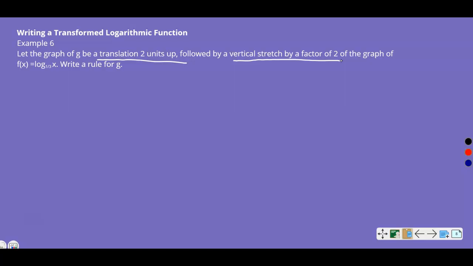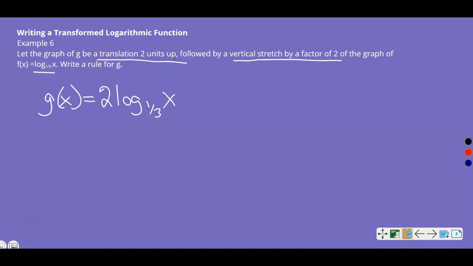So we're going to say g of x. And we know we're going to have this in our function, but we're going to move this function up 2 and have a vertical stretch by a factor of 2. So again, a vertical stretch means that this number here, just as it is, goes in front of this function. And again, you can look at your rules if you want to see that. So let's go ahead and start with the 2 and then log base 1/3 of x. That does not change. And then how do we do a translation of 2 units up?